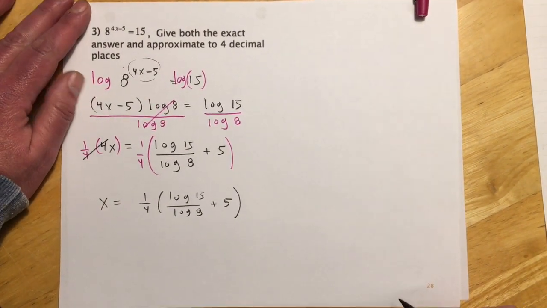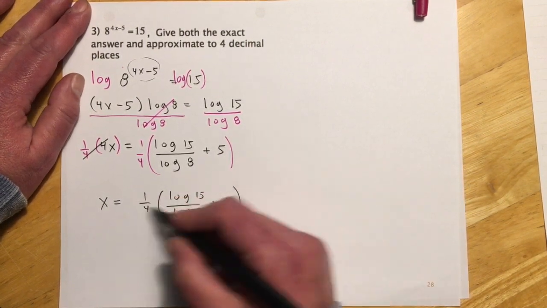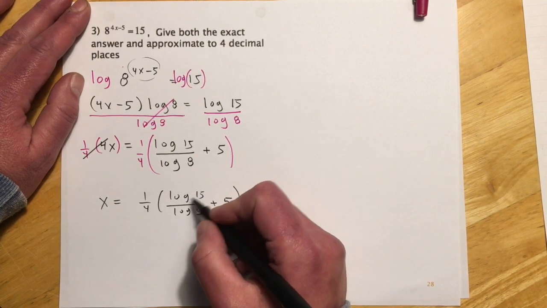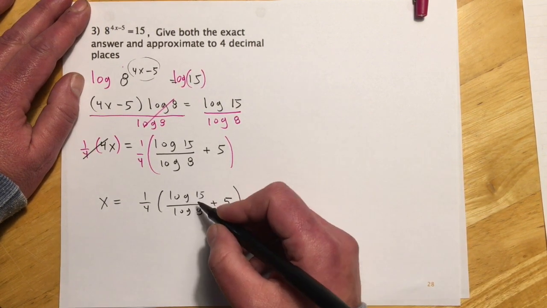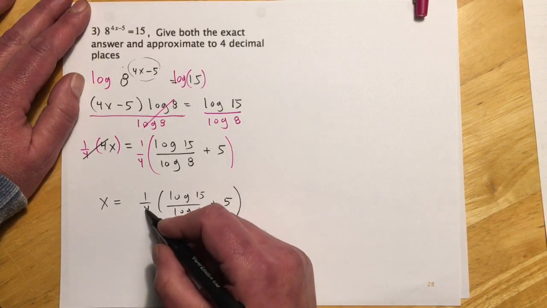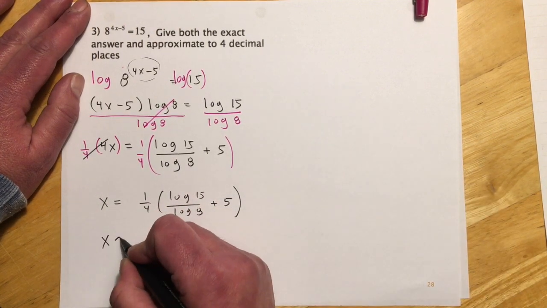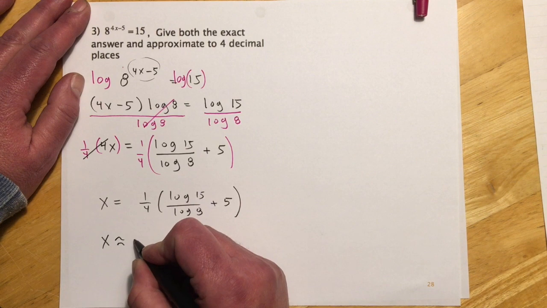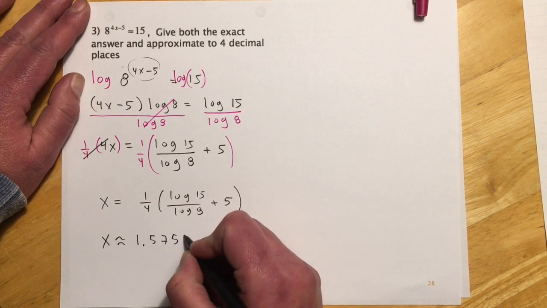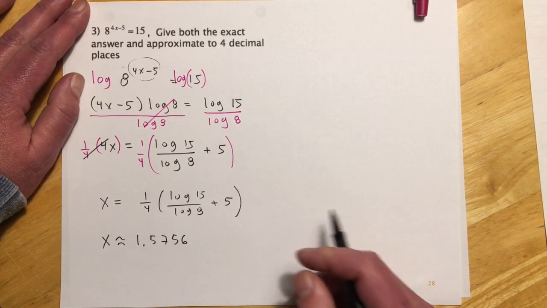And then to put that in a calculator, if you have a graphing calculator, you can pretty much just enter that all in. If you have the little scientific one, I'd go log 15 divided by log 8, and enter, and then plus 5, enter, and just divide by 4 or times 0.25, enter. And that should get you, if all goes well, about 1.5756. So exact form, and then 4 places right here.